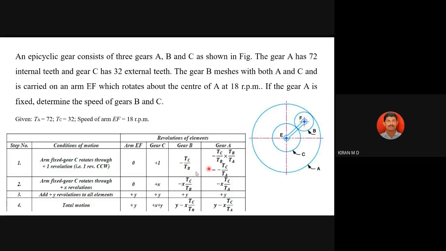So now this speed. What about gear A? Gear A is meshed with B, correct? So how can we write the speed of gear A? NB by NA is equal to TA by TB, correct? Sorry, we need to find gear A, right? NA by NB is equal to TB by TA. So NA is equal to TB by TA into NB.